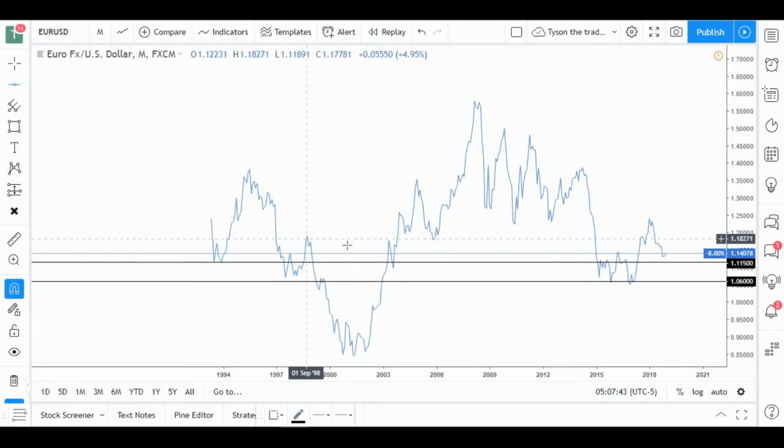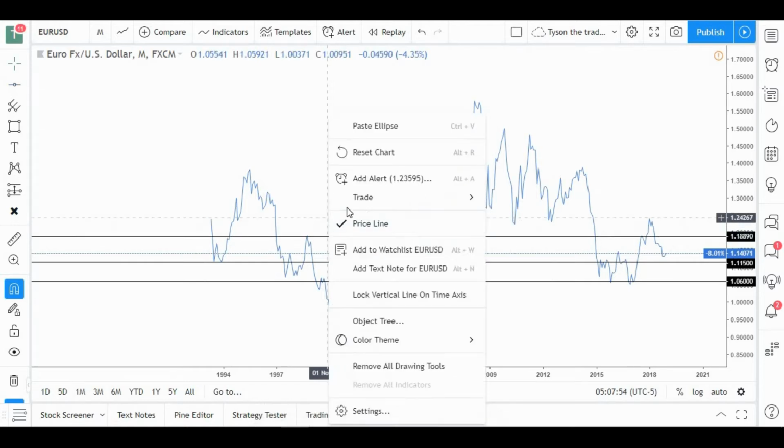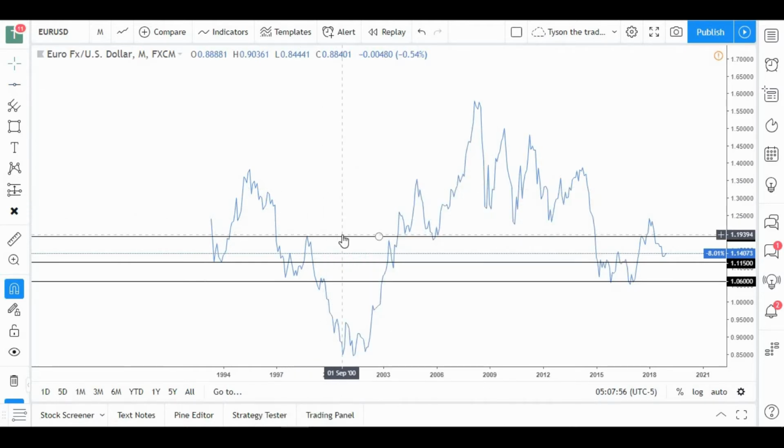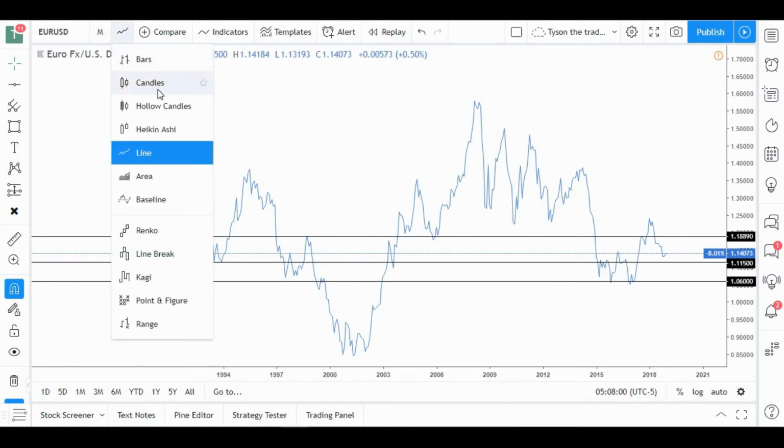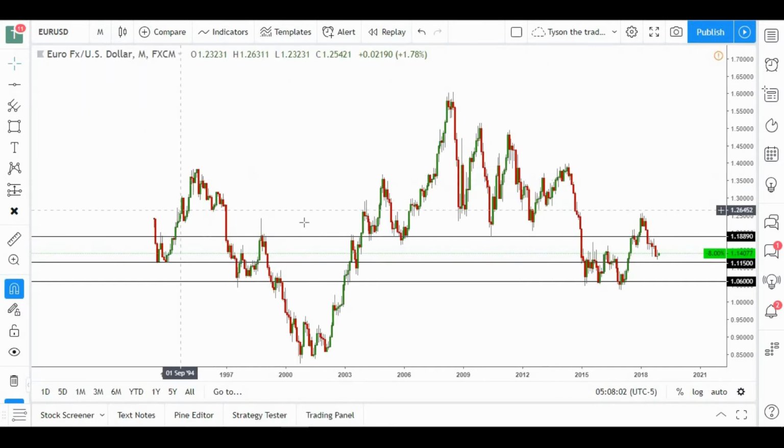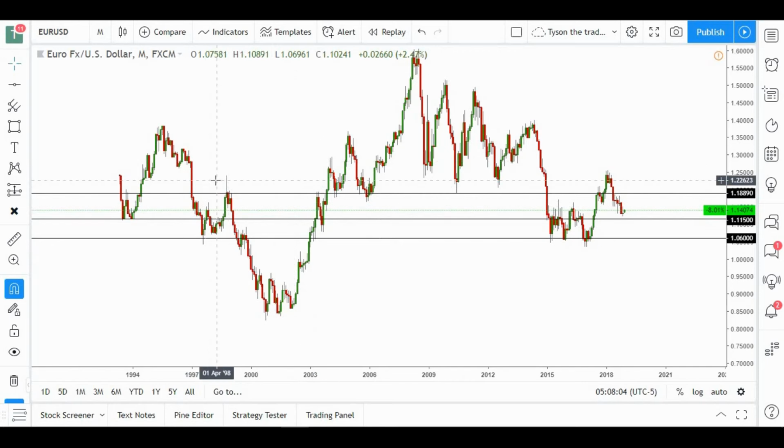So we had a rejection here, a second rejection, a third rejection, and a fourth rejection. So we had multiple rejections at this level. So let's draw it. Right there. So let's pull our candlestick chart. We can tell that prices were showing a whole lot of sensitivity around these regions.